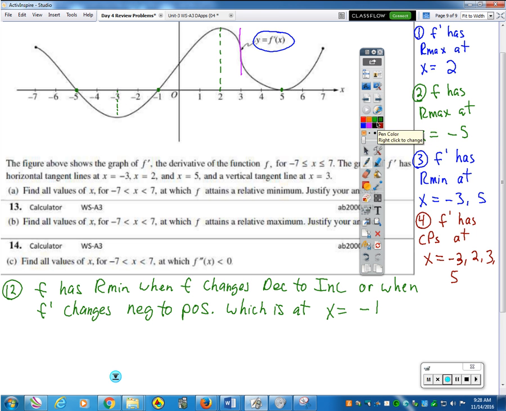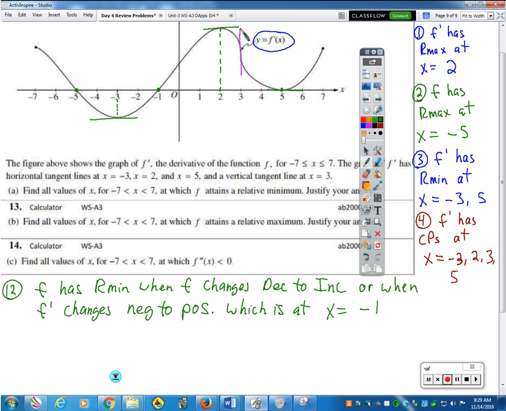So I notice that right here at negative 3, f prime has a tangent slope of 0. At x equals 2, f prime has a tangent slope of 0. At x equals 5, f prime has a tangent slope of 0. So the places where this specific function has a tangent slope of 0, that's where f prime has a critical point. F prime has an undefined slope at 3, so f prime has a critical point there as well. I'm describing where f prime has tangent slopes of 0 and undefined. That's where f prime has critical points.